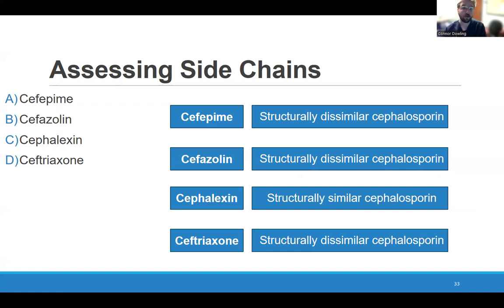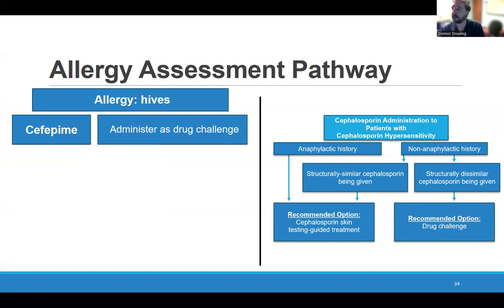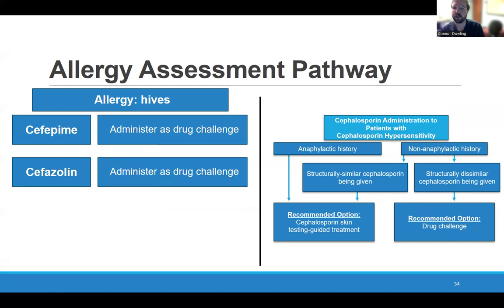So how do we apply this to our allergy assessment pathway? Well, we have our allergy history of hives. Cefepime is a dissimilar side chain from cefaclor, so we can administer it as a drug challenge. Cefazolin, similarly, we have that non-anaphylactic history and a structurally dissimilar cephalosporin being given. We can administer cefazolin as a drug challenge in this patient with their history of a cefaclor hives allergy.